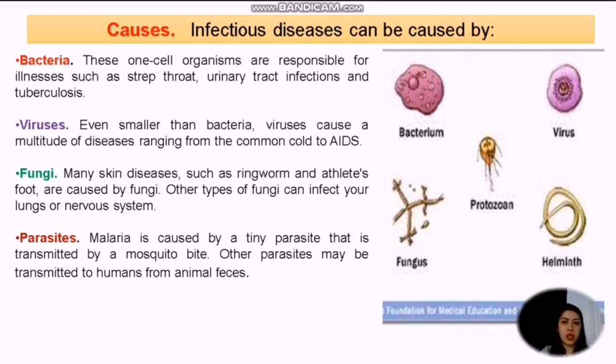So what are the causes of infectious diseases? Infectious diseases can be caused by bacteria, viruses, fungi, parasites, and other organisms. For example, bacteria may be the cause of strep throat, urinary tract infections, and tuberculosis. Viruses might be the cause of diseases such as influenza, AIDS, and so on. Many skin diseases such as ringworm and others are caused by fungi. Parasites, for example, malaria is caused by a tiny parasite that is transmitted by a mosquito bite from the blood. And other parasites may be transmitted to humans from animal feces.